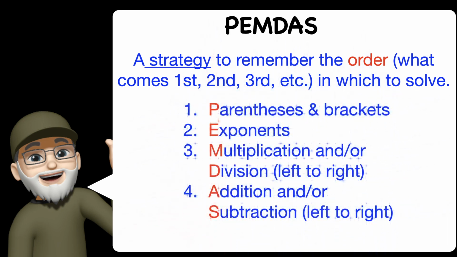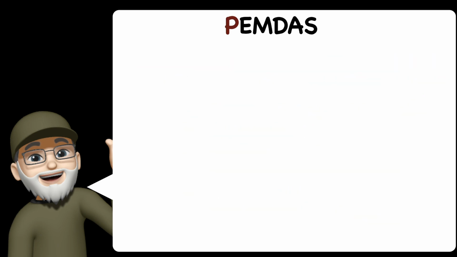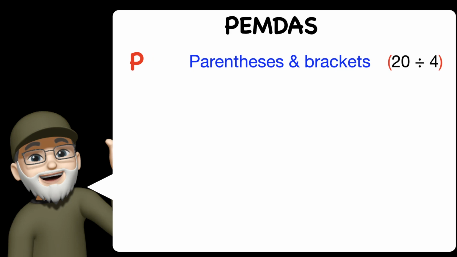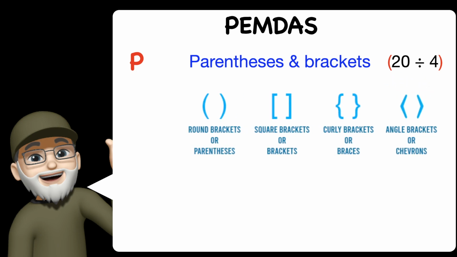The letters in PEMDAS stand for: P, parentheses and brackets; E, exponents; M and D, multiplication and division; and A and S, addition and subtraction. Again, the P stands for parentheses and brackets. For example, 20 divided by 4 is inside of parentheses. Remember that parentheses can take different appearances. They can be round, square, curly, or angle brackets.